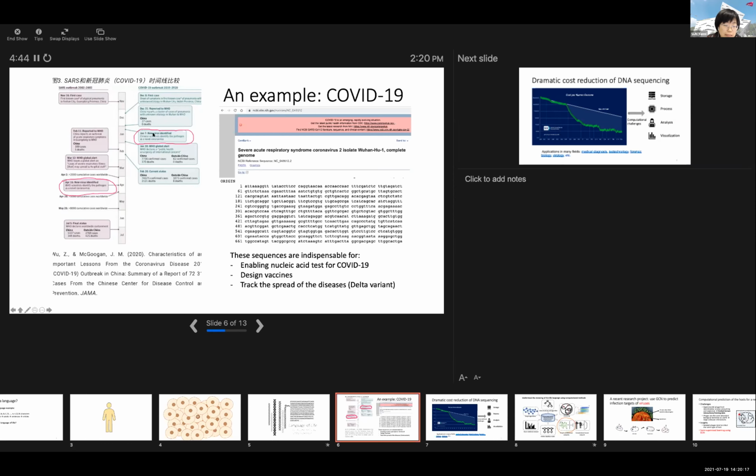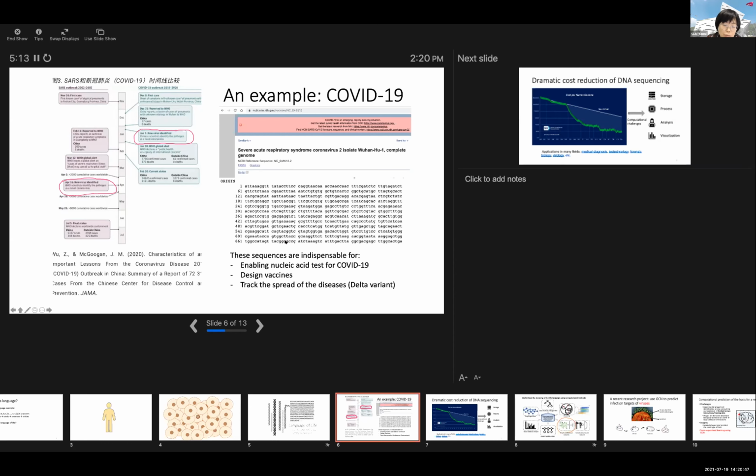So this DNA sequencing technology is closely related to our daily life. Because we have the whole genome, the language of life, for this virus, you are able to get your nucleic acid test, because this test needs to know the sequence. And because you have the sequence, you can design vaccines, antiviral drugs, and also track the spread of this virus.